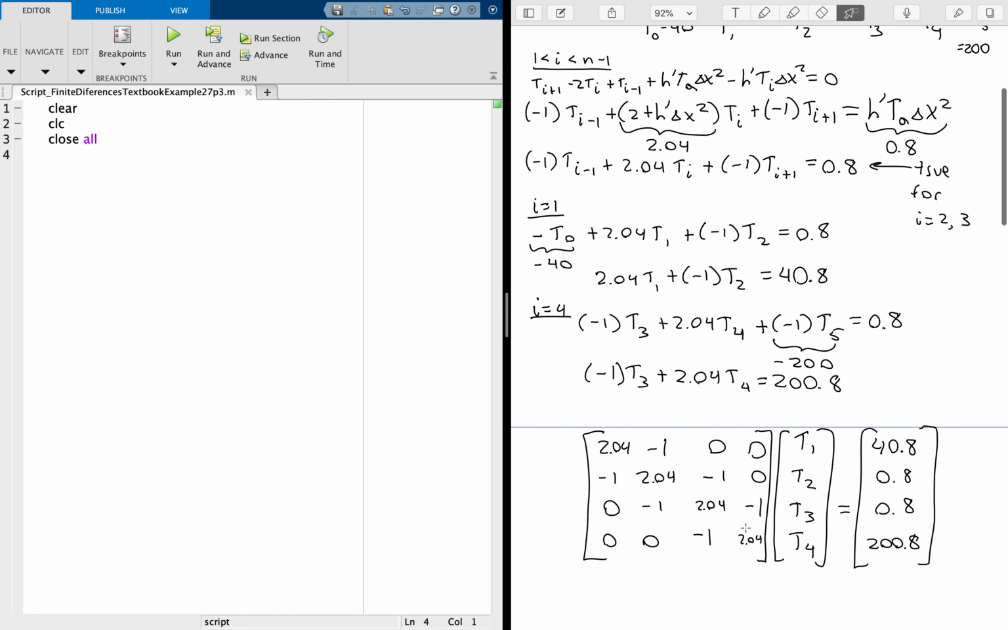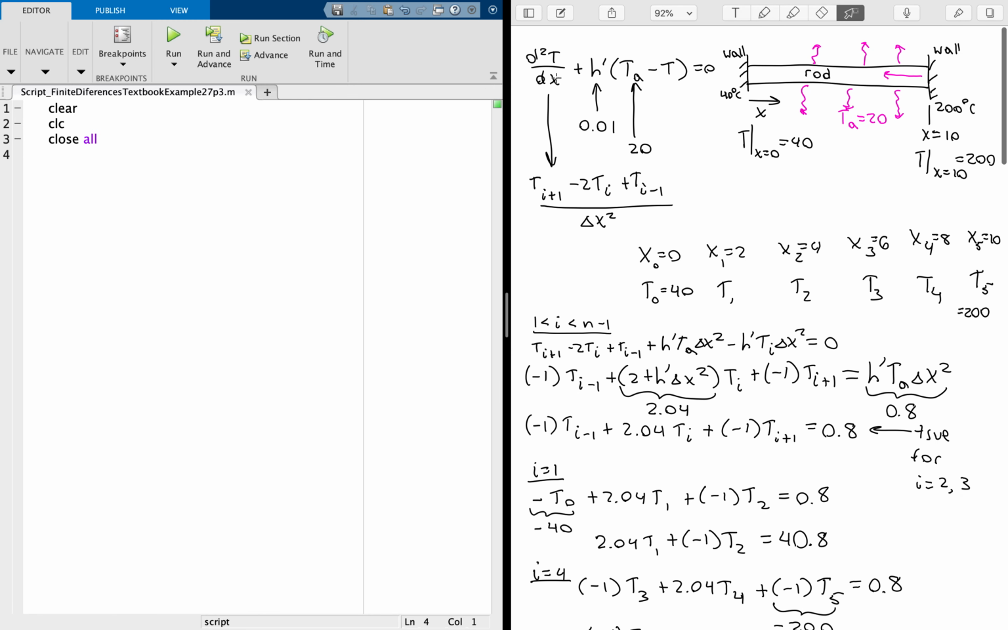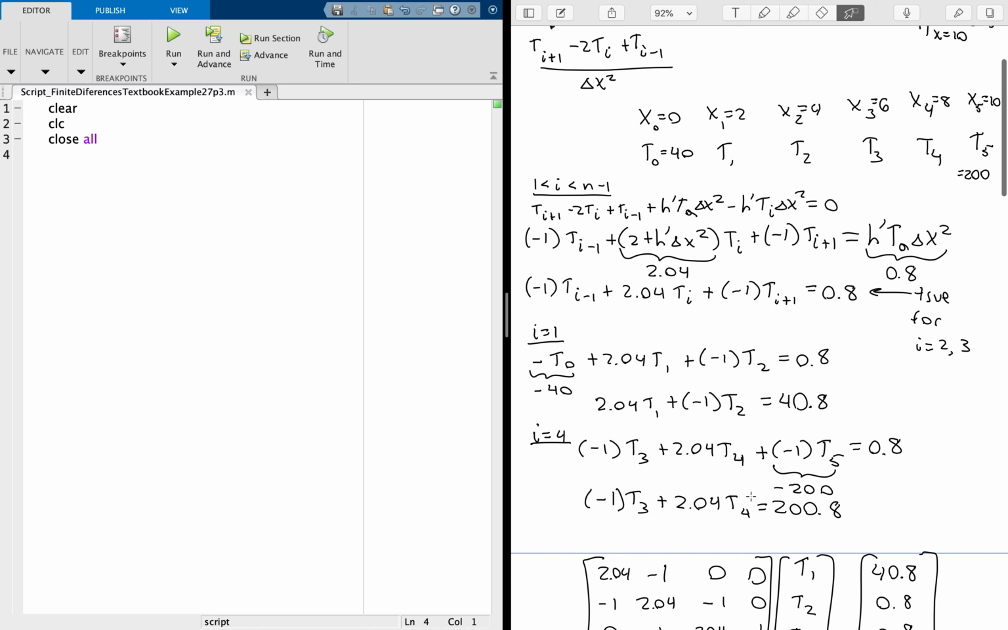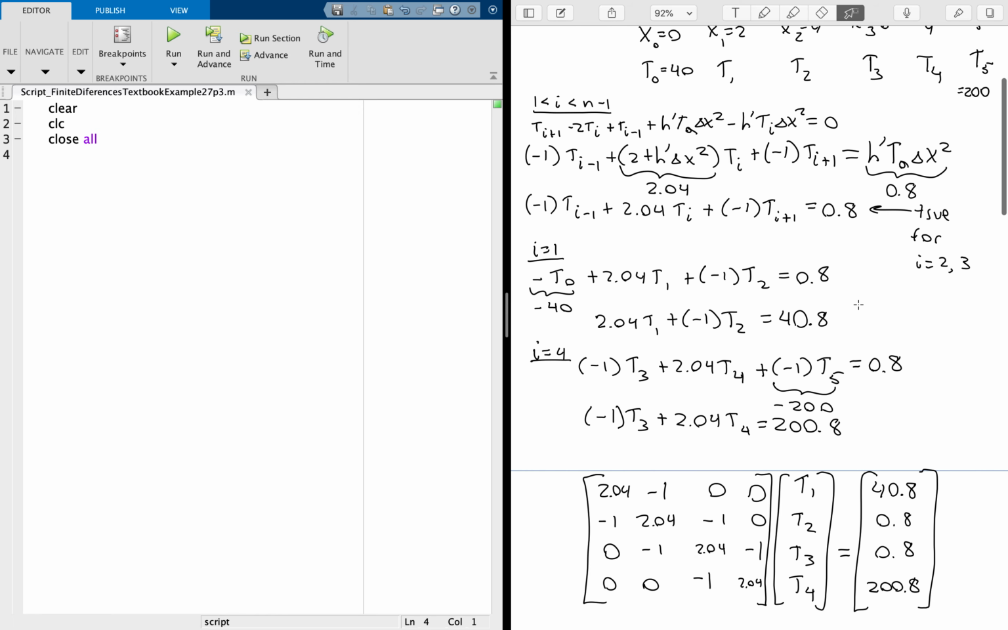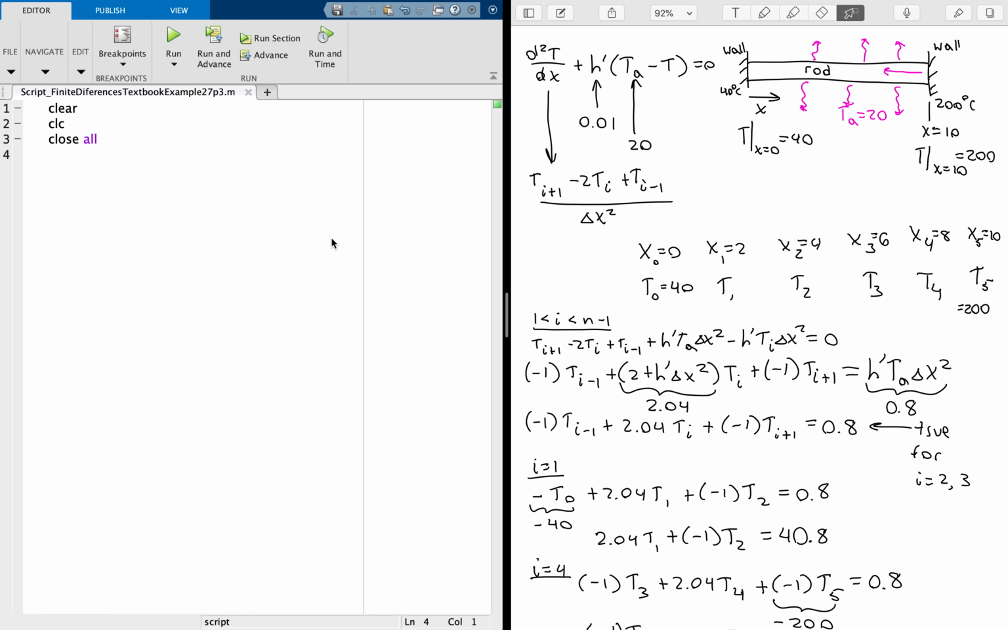For the finite difference calculation for this differential equation, which represents the heat transfer between two walls of different temperature that is mediated by a rod, presumably a metal rod. We have the boundary conditions T0 equals 40, T5 equals 200, and these formulas for the matrix. So what we're going to do right now is set up the matrix problem and find a solution in Matlab.